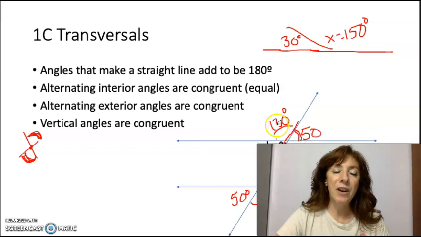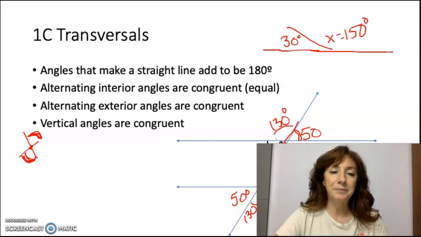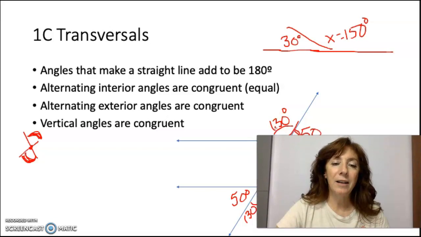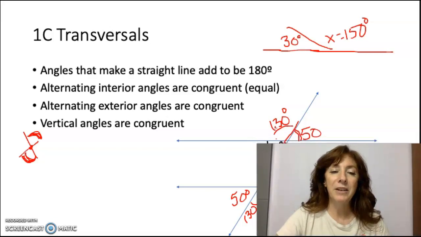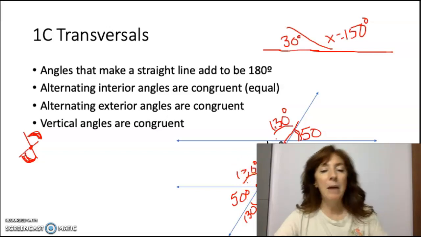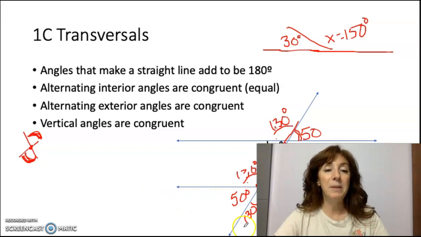Now that 130 is exterior and its alternating exterior angle is here. Its vertical angle is here, inside my picture at the top. And its alternating interior angle is here. This is 130, and it's straight across, or vertical, from this 130. So now we've identified all of the angles just because of the pattern.